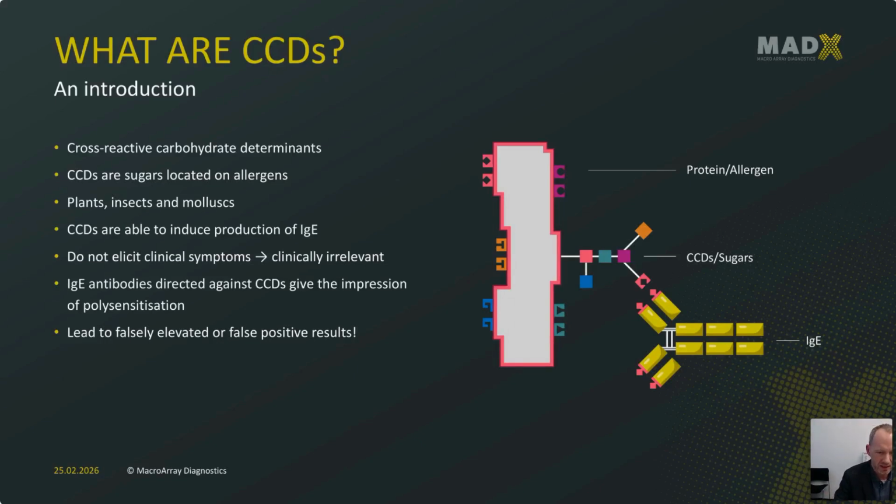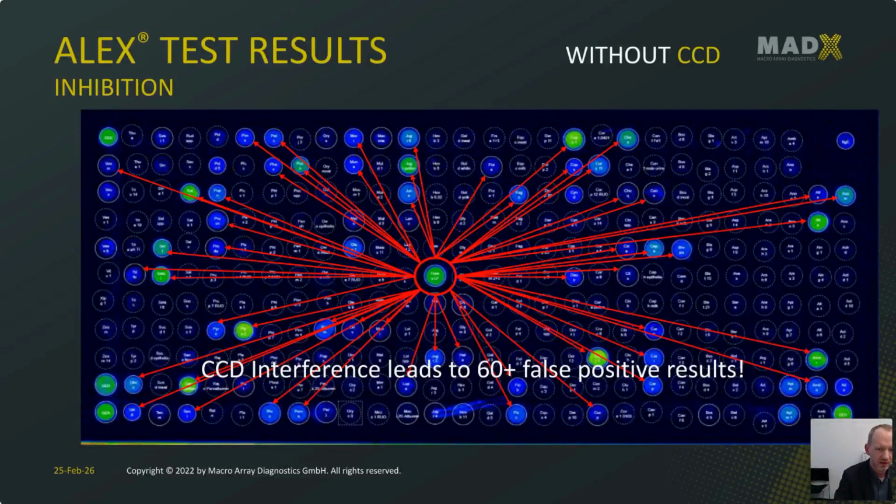And this is nicely exemplified in this figure. So this is a serum sample. It's clearly positive for CCDs, which is illustrated by a marker for CCDs, this homocell F. It gave a nice positive result. And this positive result resulted, if you like, in an additional 60-plus positive allergens, or false positive results. And when I say false positive here, I mean in the context of there being no corresponding clinical picture.